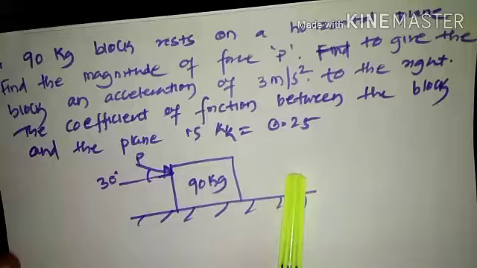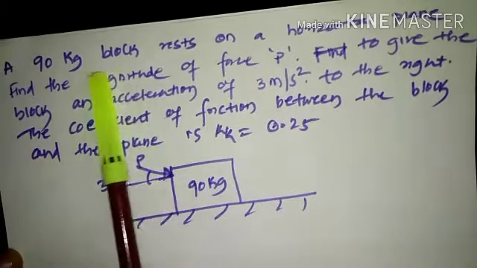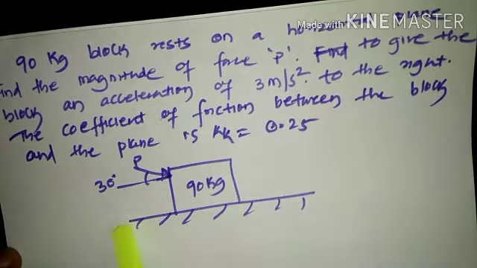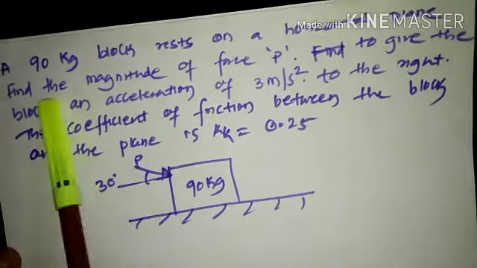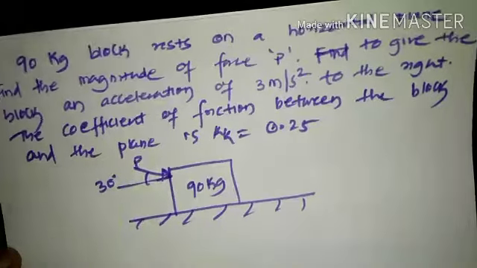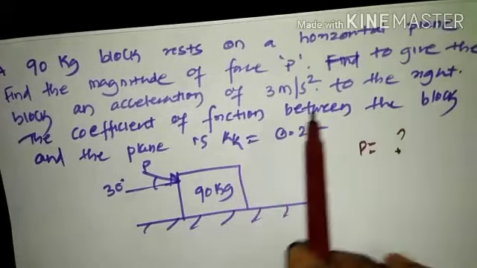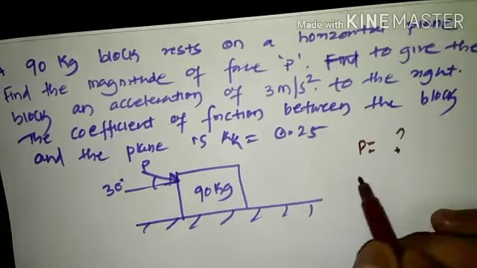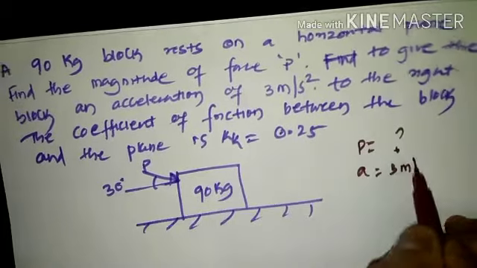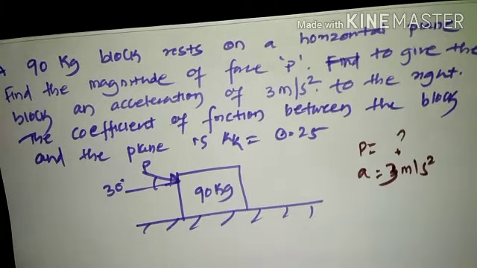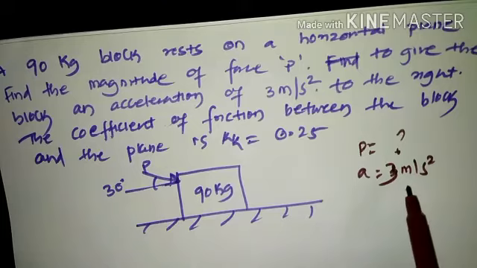The problem statement says: a 90 kg block rests on a horizontal plane. Find the magnitude of the force P to give an acceleration of 3 meter per second square. So the acceleration value has been fixed, and the magnitude of the force P needs to be decided in such a way that the acceleration comes out to 3 meter per second square.